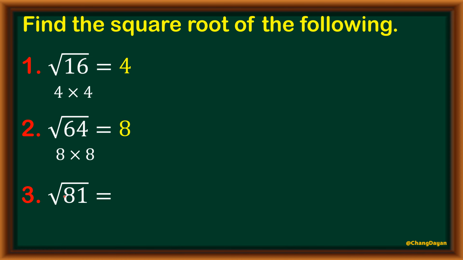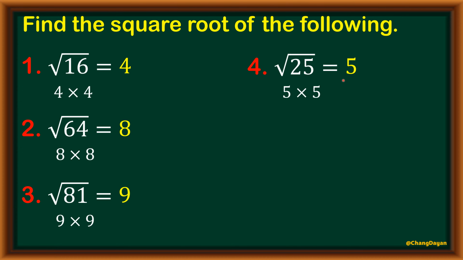Next, square root of 81. So we get 81 by multiplying 9 times 9. And therefore, our answer here is 9. Number 4, square root of 25. The factors of 25 are 5 and 5. Therefore, square root of 25 is equal to 5.